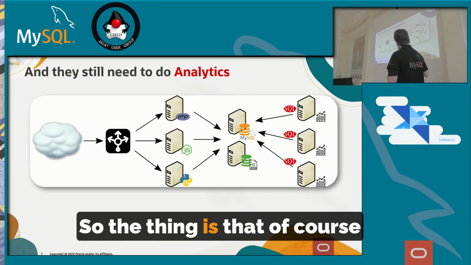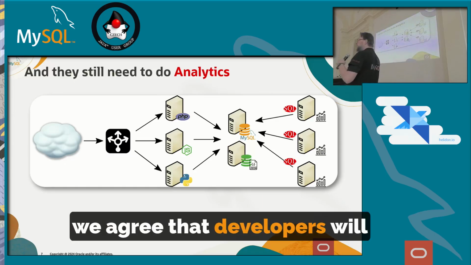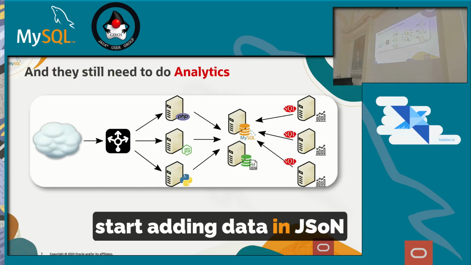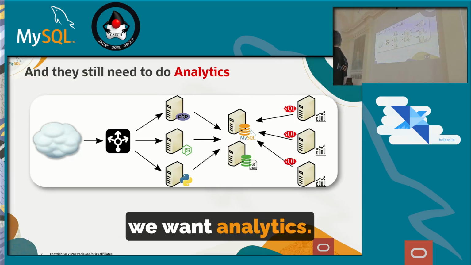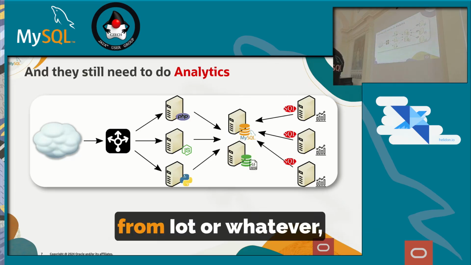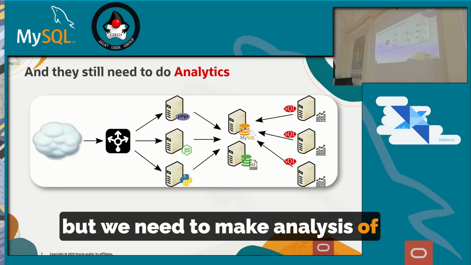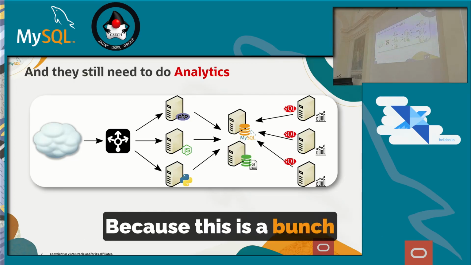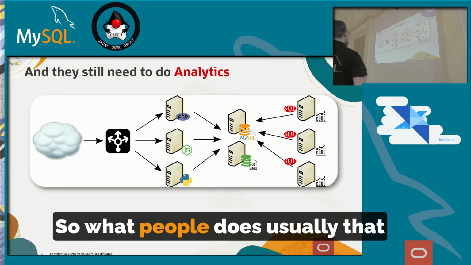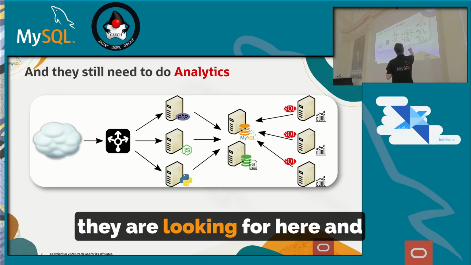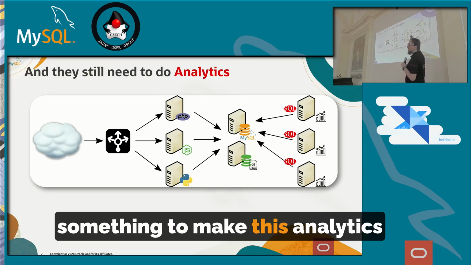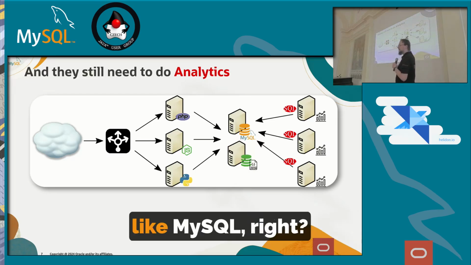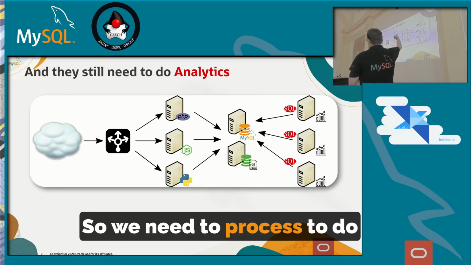So the thing is that, of course, we agreed that developers will start adding data in JSON in a document store. It's nice. But at the end, what people want for the business, they say, oh, we want analytics. We store plenty of data coming from IoT or whatever, but we need to make analytics of that. How can we do that? Because this is a bunch of documents, right? So what people usually do is they have their document store here, and then they will need to do something to make this analytics on a relational database, like MySQL, right? So we need a process to do that.